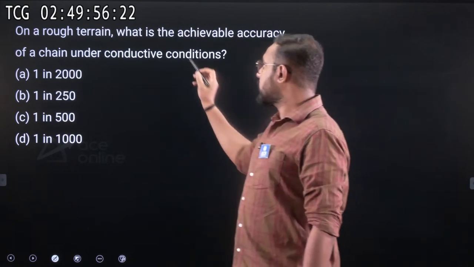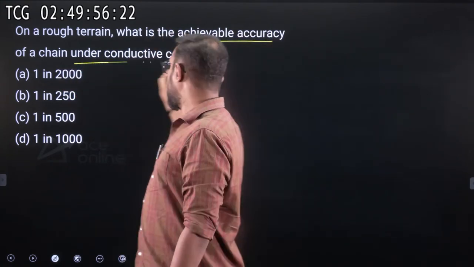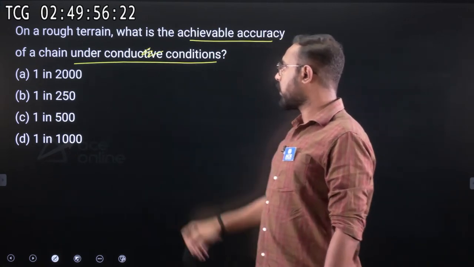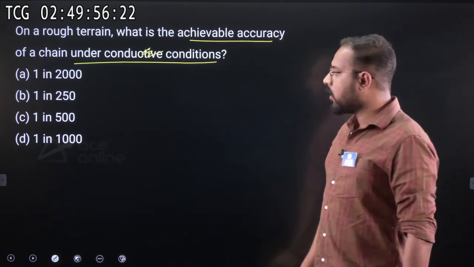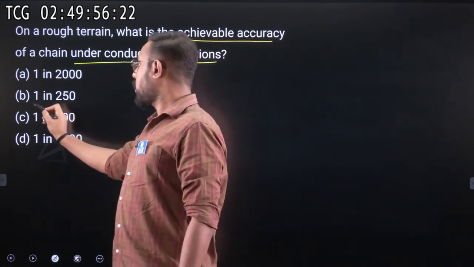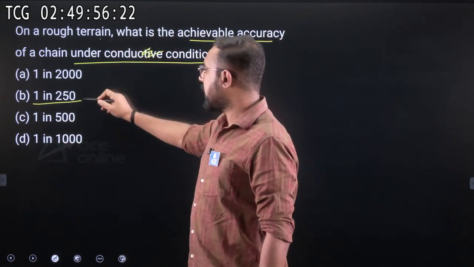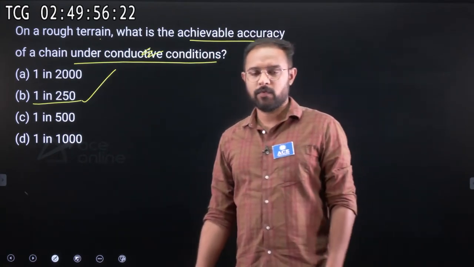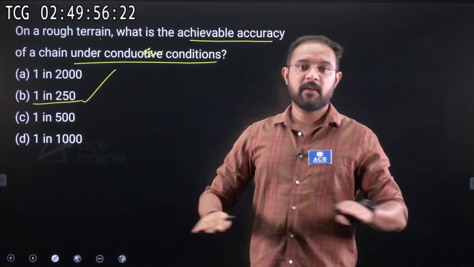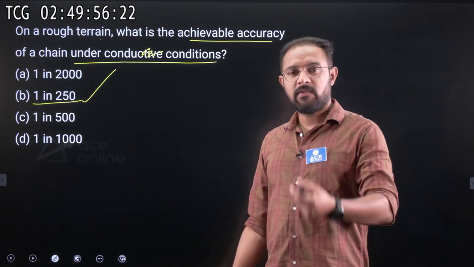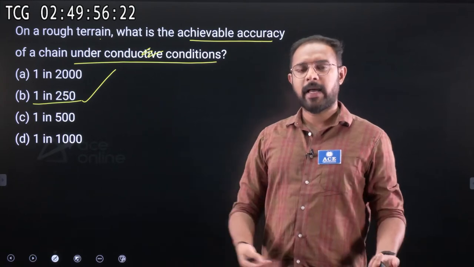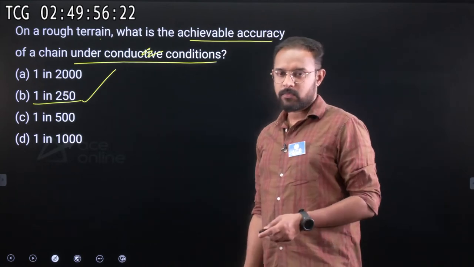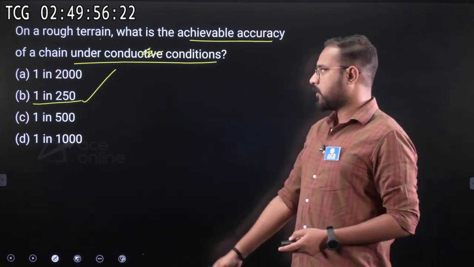On a rough terrain, what is the achievable accuracy of a chain survey under conducive conditions? What is the answer? I told you, it is 1 in 250. Whenever there is rough or hilly terrain, we get the least degree of accuracy in a chain survey. That is 1 in 250. If the conditions are good, if you have flat ground and if you are using invar tape, thermometer, spring balance, everything, then you can achieve the maximum accuracy of 1 in 10,000. Next question.